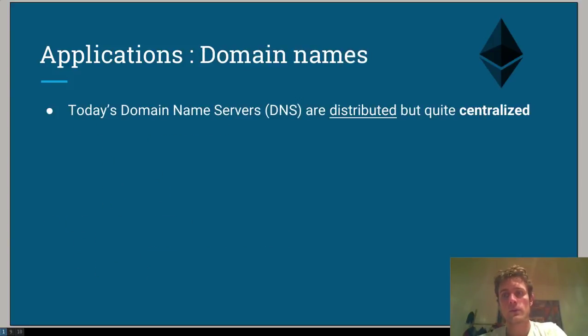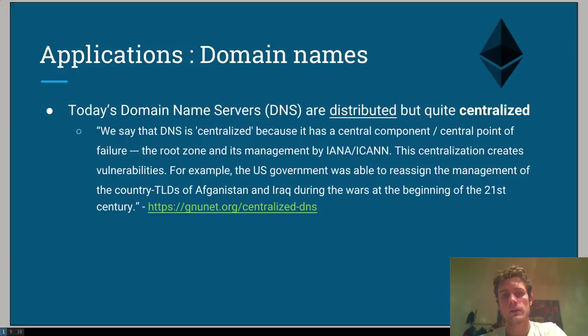For domain names, the problem is that domain names are very centralized. They are distributed in a sense that once a domain name has been registered, like google.com, then every domain name server all around the world will eventually get that information and be able to communicate it.